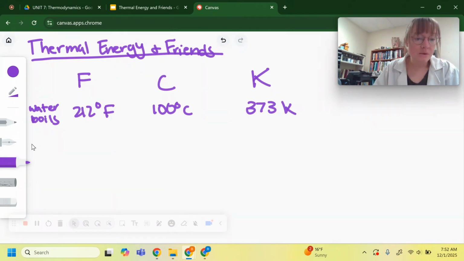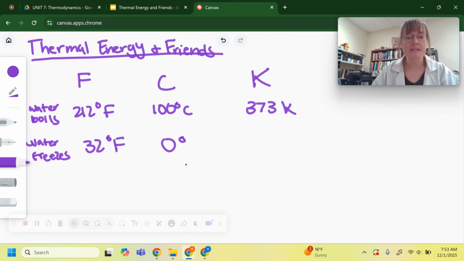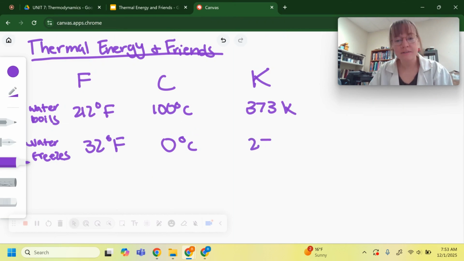In Fahrenheit, water freezes at 32 degrees Fahrenheit. In Celsius, water freezes at 0 degrees Celsius. And you know that water freezes at 273 Kelvin.